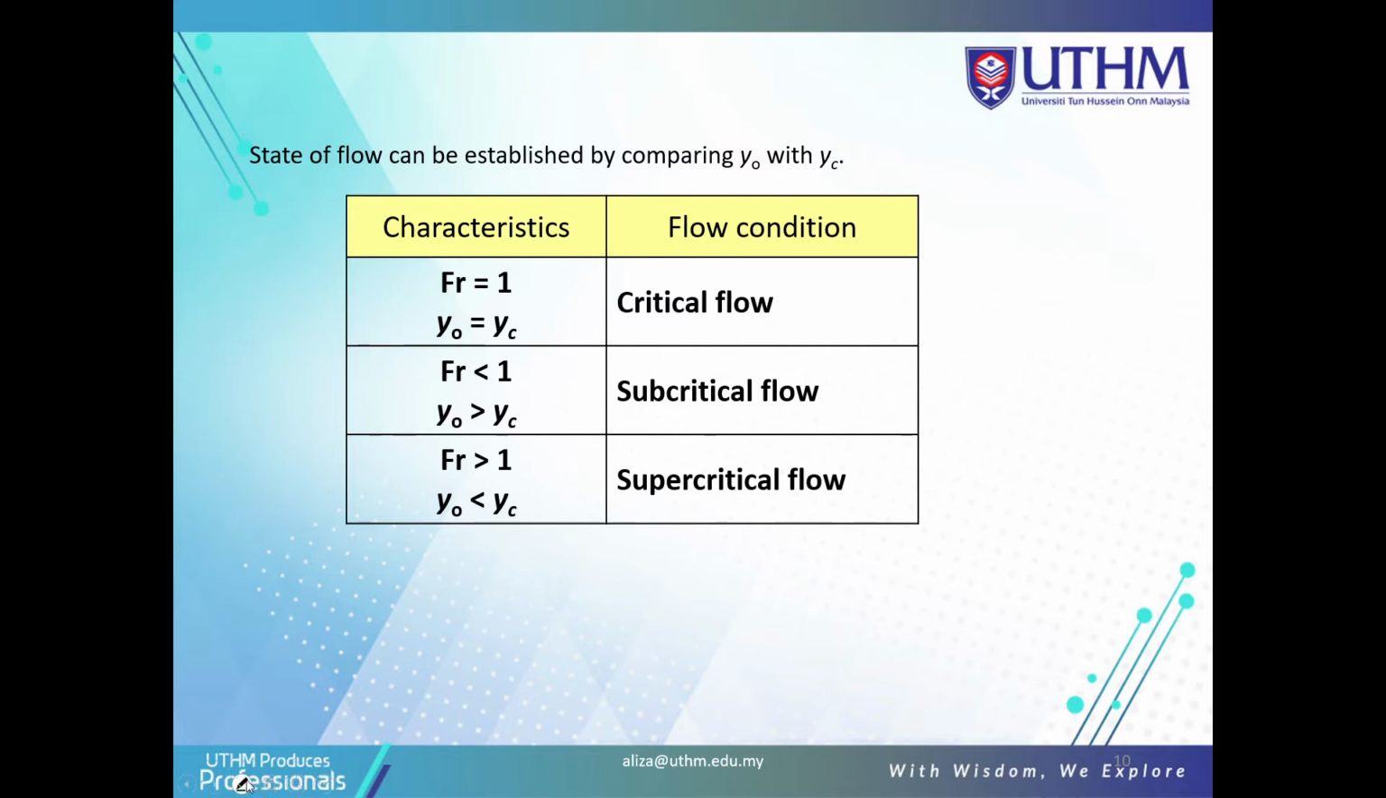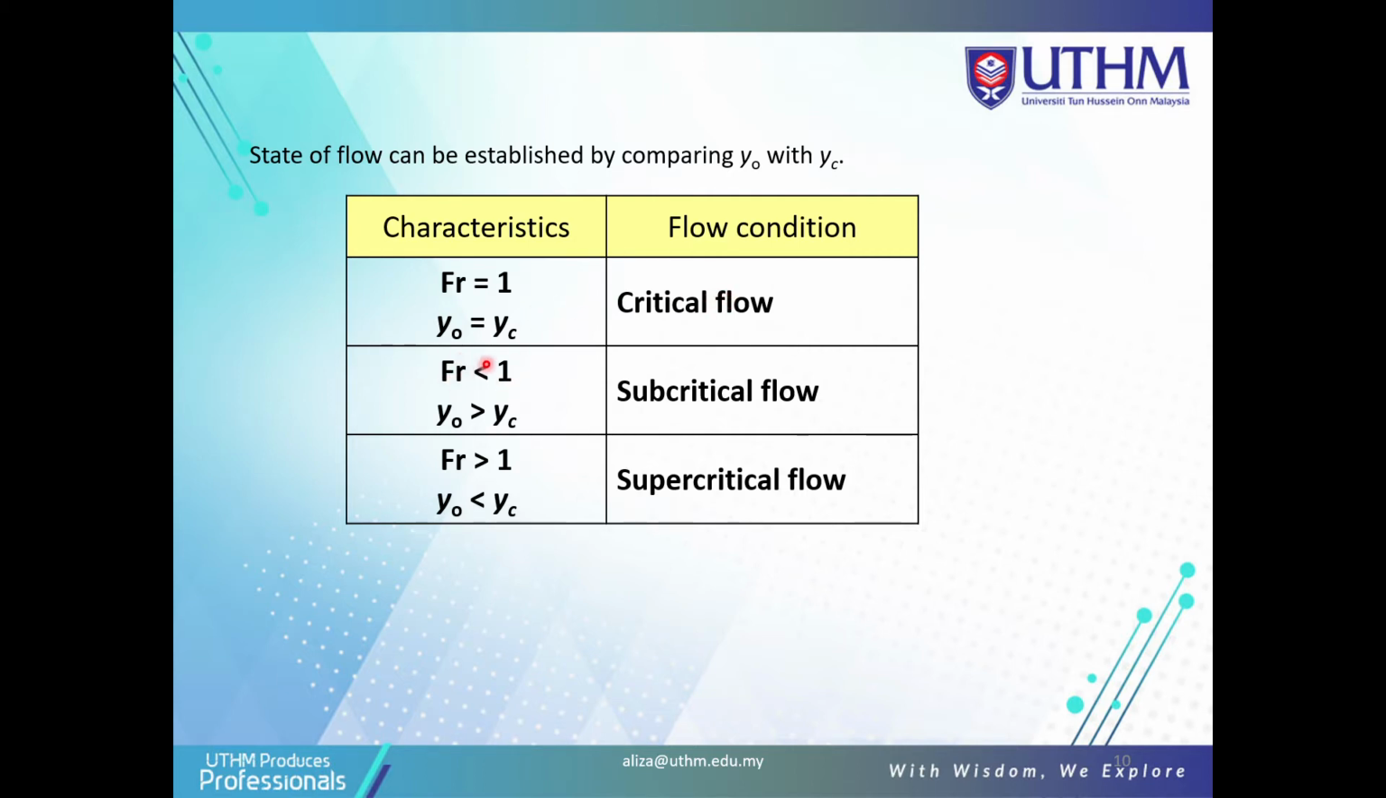After we learned y naught in chapter 2, now we learn the critical depth in chapter 3. Using this characteristic, flow is critical when the Froude number is equal to 1. Then y naught is equal to yc, which means the flow depth y is equal to yc, so this is critical flow.